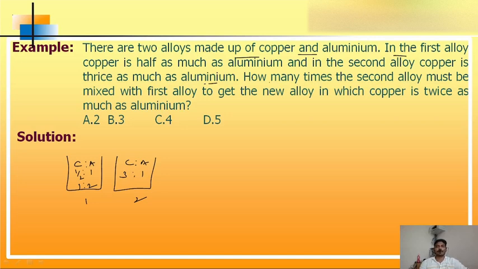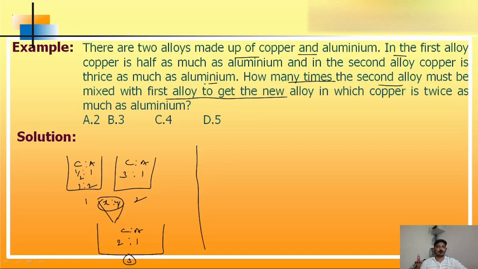And what he asked in the question: how many times the second alloy must be mixed with the first alloy to get the new alloy? Suppose these two are mixed, and here we need to find the ratio. Let us assume the ratio is x to y. In the new mixture, copper is twice as much as aluminum. If the aluminum is 1 part, copper will be 2 parts. So this is the ratio. We need to find this value, and if we find it, we will get the answer. So let us go solve.